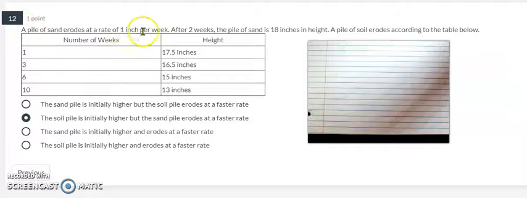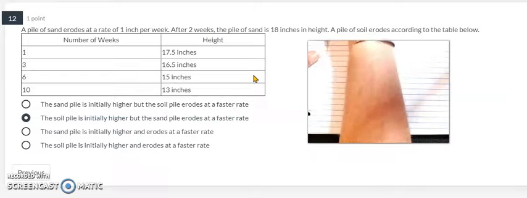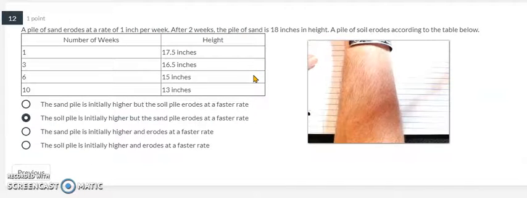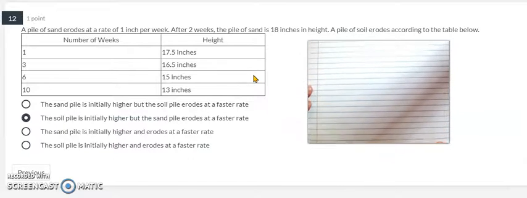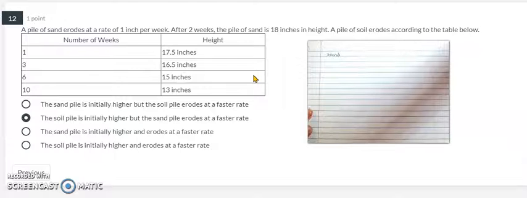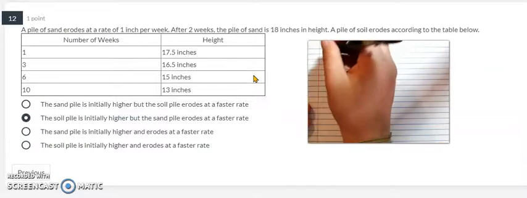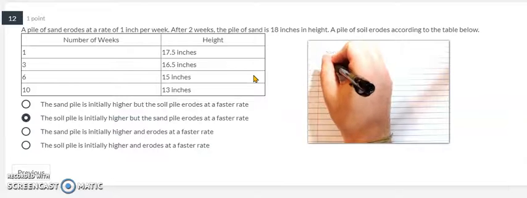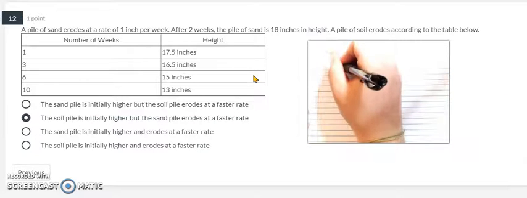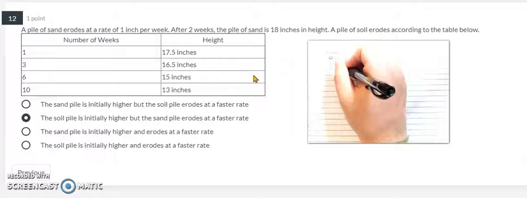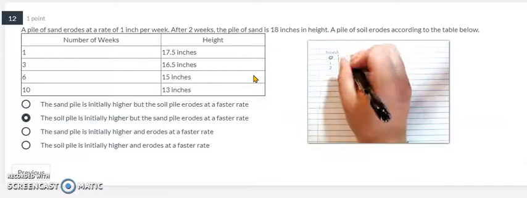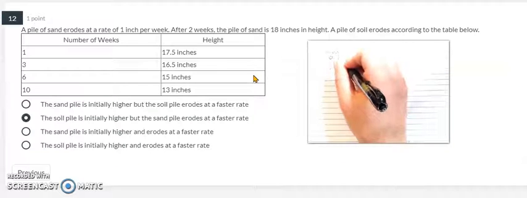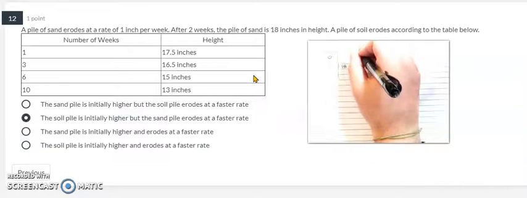So a pile of sand erodes at a rate of 1 inch per week after 2 weeks. So let's go, I'm going to say sand, and I'm going to make sure that we can see, there we go. So we have sand, and then 0, 1, 2. I'm going to backtrack. So at 2 weeks is 18 inches, and it says it erodes at 1 inch per week. So that means erodes means to go down. So I have a slope of -1, so m equals -1.